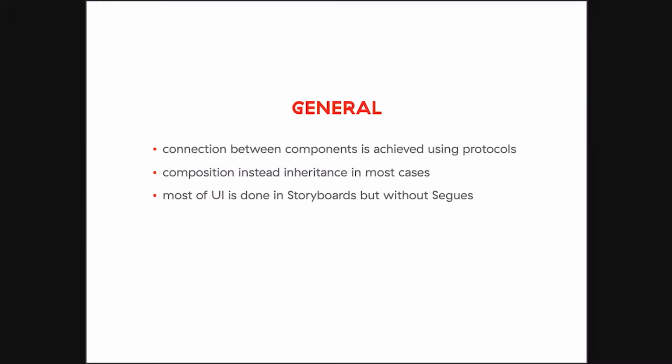Okay. Just some general intro before we go into the main components. Connection between components is mostly done using protocols. We prefer composition instead of inheritance in most cases, and most of our UI is done in storyboards. But we only lay out the views, we don't do the connections. The connection will be done in code. When I say connection, I mean navigation. And some parts of the code that you cannot do in storyboards, you will do in code.